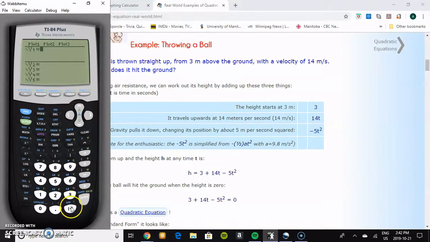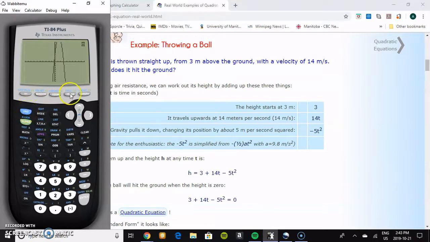So we have y equals -5x squared. The graphing calculator only lets you use the letter x, but that's okay. We can change from t to x, doesn't matter, plus 3. And when we graph it, we get a graph that looks like that. So if this is the arc of the ball, it's going to hit the ground right here, because that's where the height is 0. So we want to find the x-intercept.